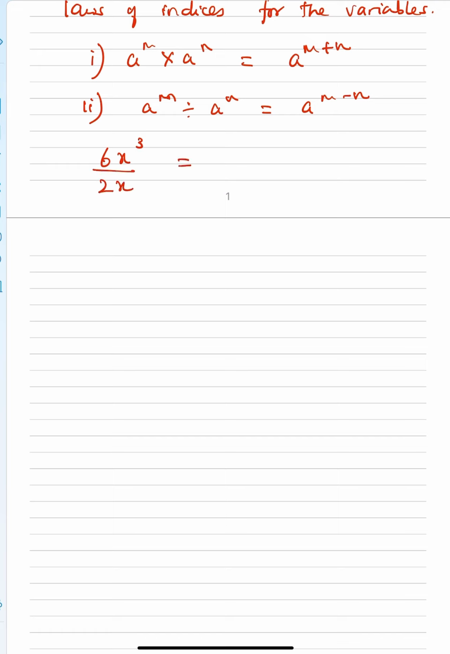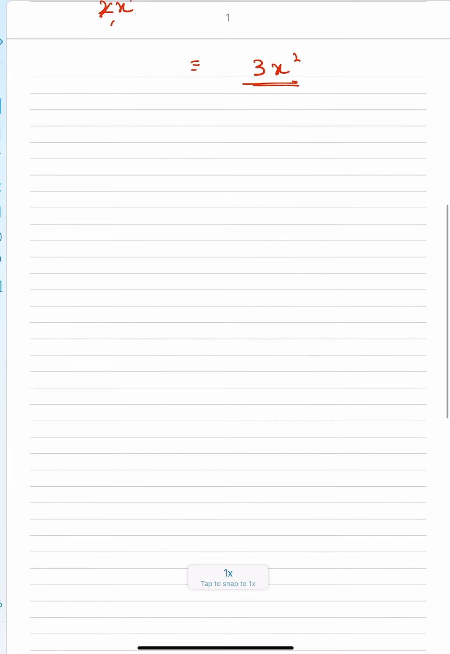Here I shall say that 2 ones are 2 and 2 threes are 6. Now 3 into x raised to 3 minus 1, because here the power of x is 1. So as x raised to 3 upon x is there, I have to subtract the indices, that is the powers. So this is nothing but 3 into x square, which is the answer. Got it? Now let us do some examples and understand it.